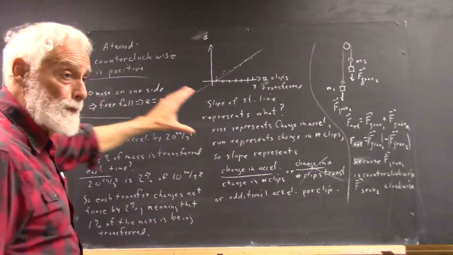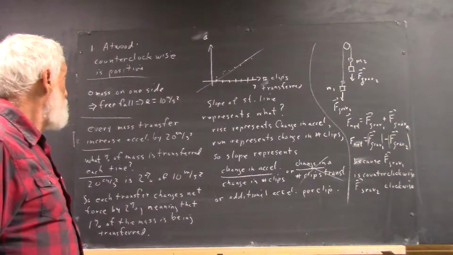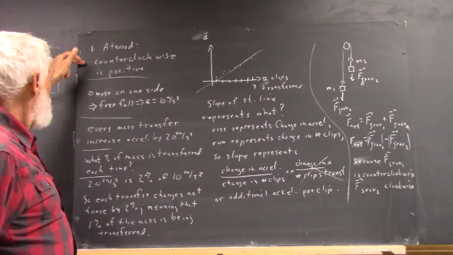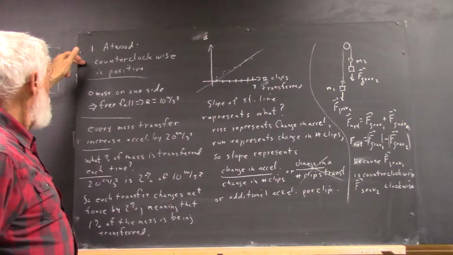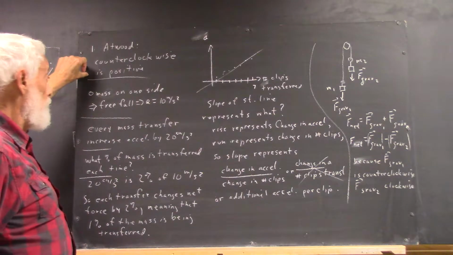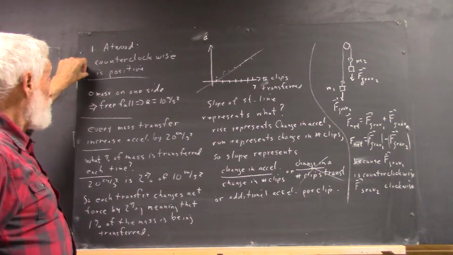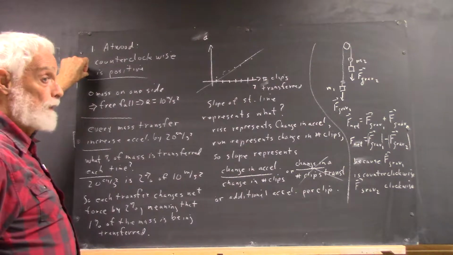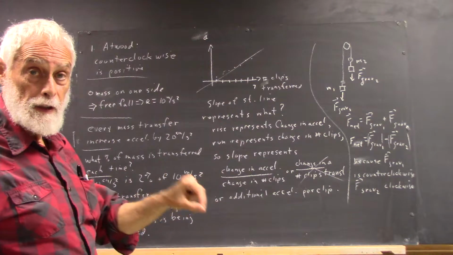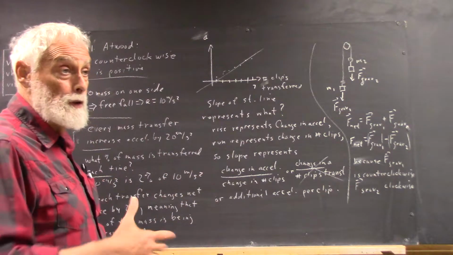Now, getting a little more specific, in the Atwood machine problem, the first thing we want to understand is that counterclockwise motion is positive. Okay? Now that's the convention. If you want clockwise motion to be positive, you can use it, but you've got to say explicitly, okay, I'm going against convention here, I'm going to let clockwise motion be positive.